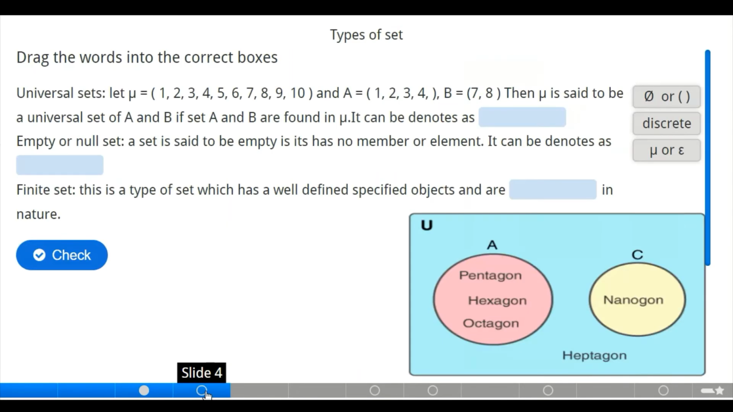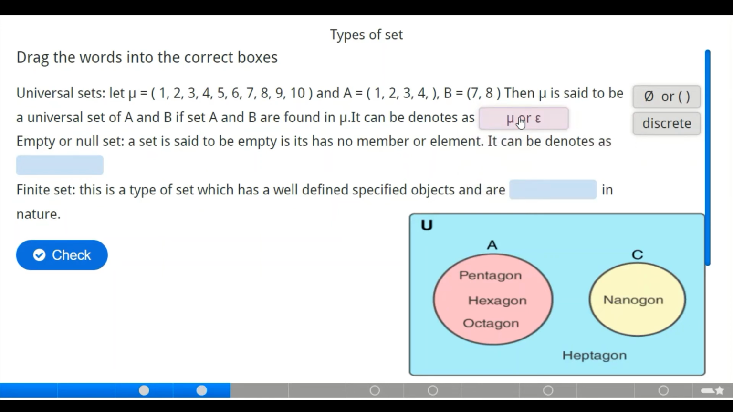That leads us to the next activity, which is types of sets. We have different types of sets. The first one is the universal set. Assume that we have set A: 1, 2, 3, 4, 5, and set B: 7 and 8. Then mu is said to be a universal set of A and B if sets A and B are found in mu. So if you can find set A and set B in the universal set, then we say that mu is the universal set of A and B. It can be denoted as mu, or as epsilon, which is the sign.